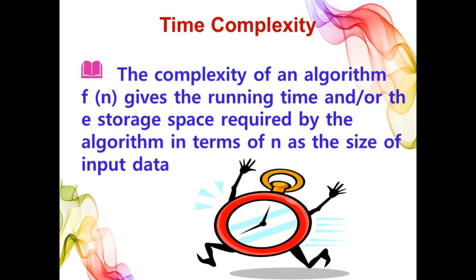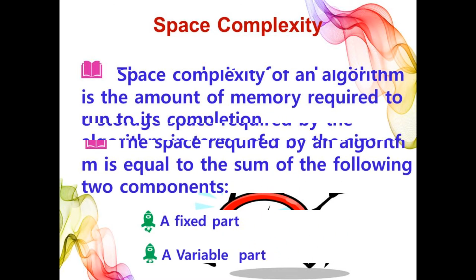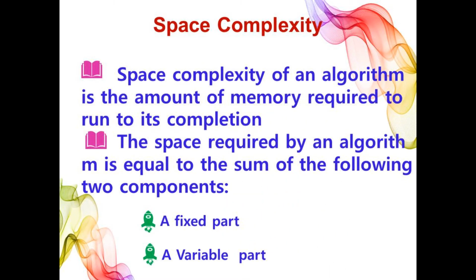The time complexity of an algorithm means the total time required by the program to run till its completion. Space complexity is a measure of the amount of working storage an algorithm needs, which means how much memory in the worst case is needed at any point in the algorithm.